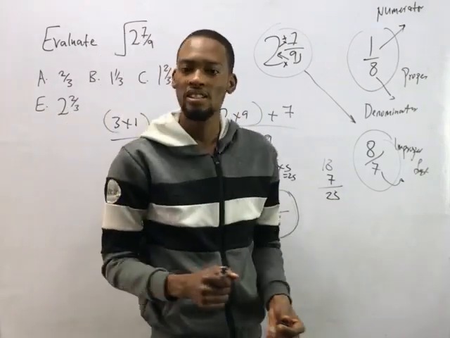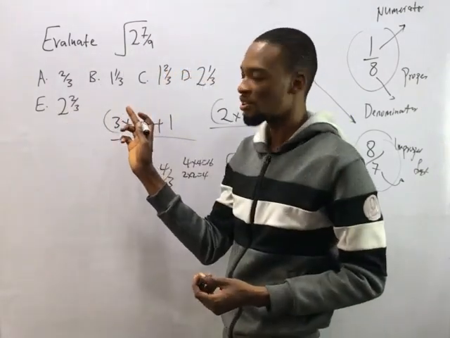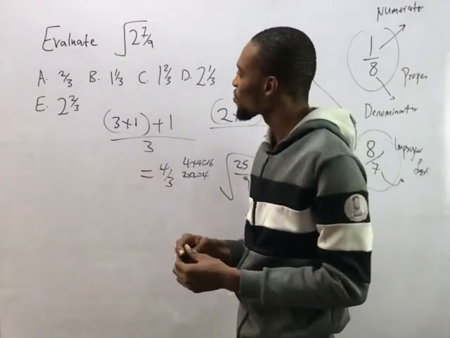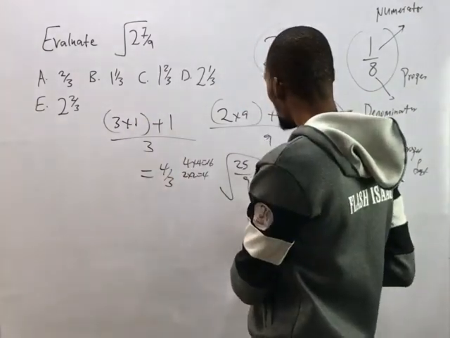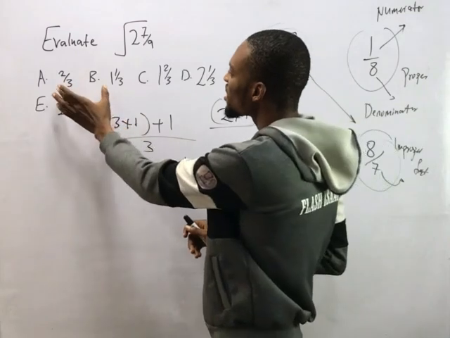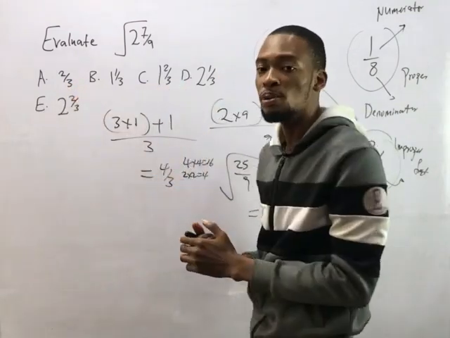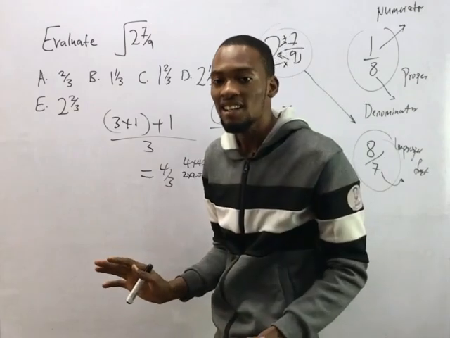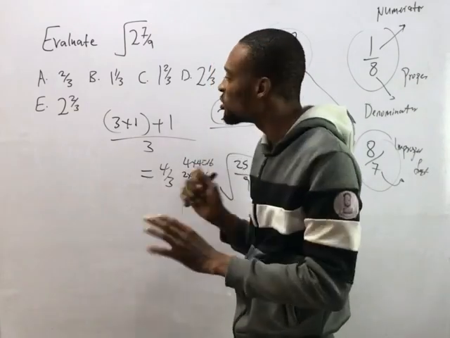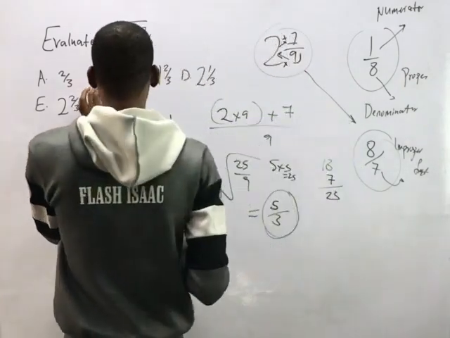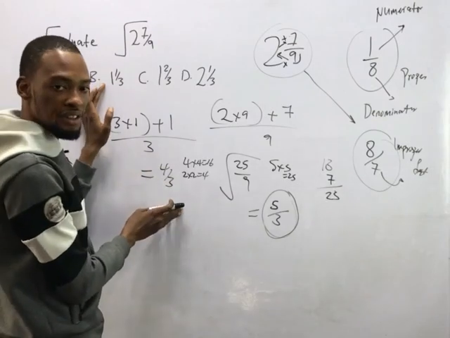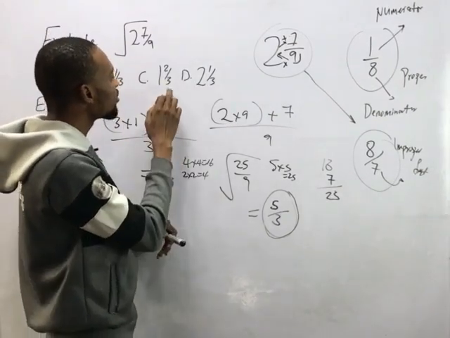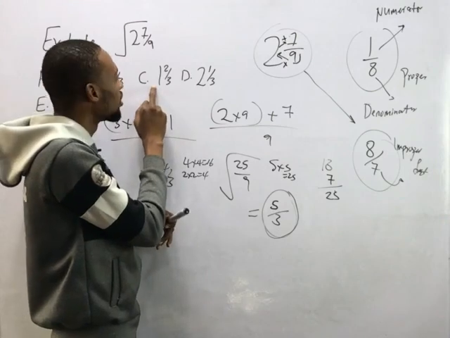But you notice something. Is there 5 over 3 in the options? No. You know what you will now do? Since this is your answer, don't stress yourself. Just change all these mixed fractions to improper fractions. Any one that will give you 5 over 3 is your answer. So we've already converted B, right? We got 4 over 3. So this is not the answer. Then we look at option C. Option C, 3 times 1 is what? 3.